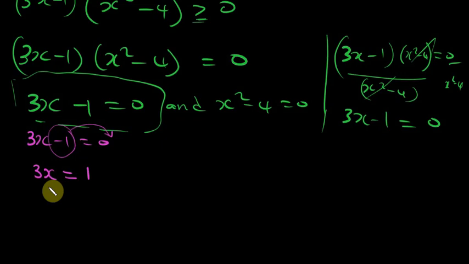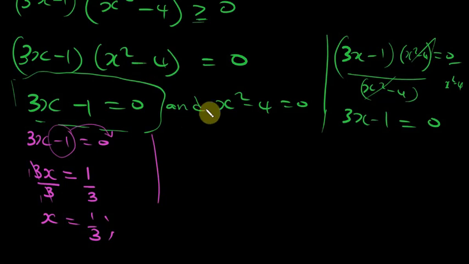Therefore, I want x to be on its own. I divide by 3 on both sides. 3 and 3 cancel out. You have 1 there, 1 down there. So x is equal to 1/3. So this is one of our zeros.